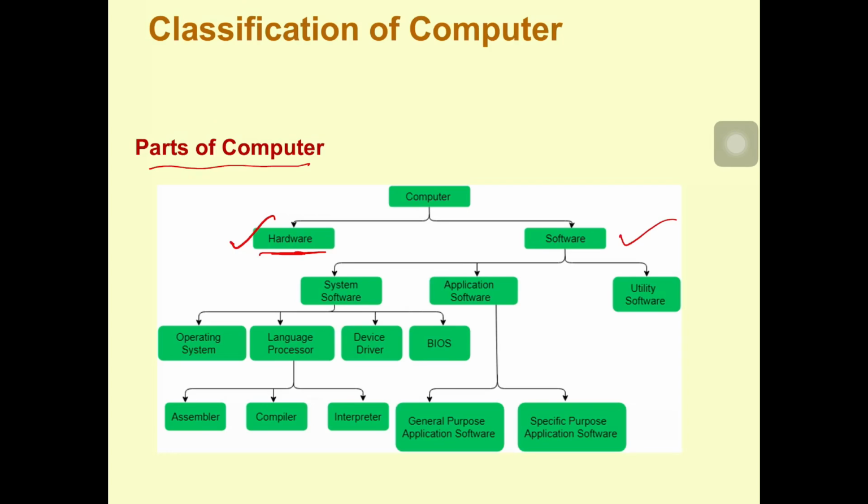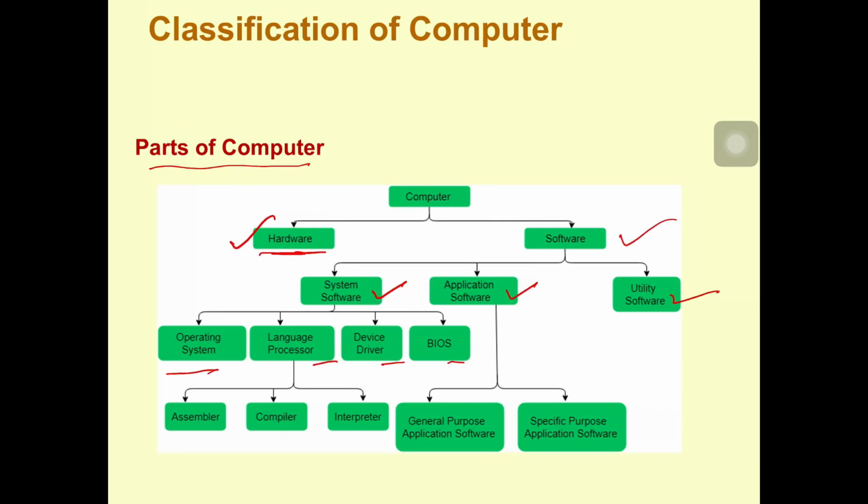So the software is the non-tangible part of the computer, which is necessary to run the computer. There are three types of software. First one is the system software, second one is the application software, and third one is the utility software. First, system software. System software consists of these subtypes.